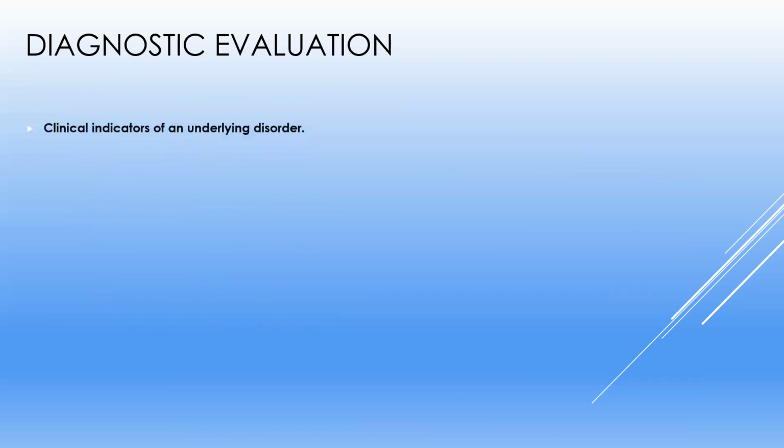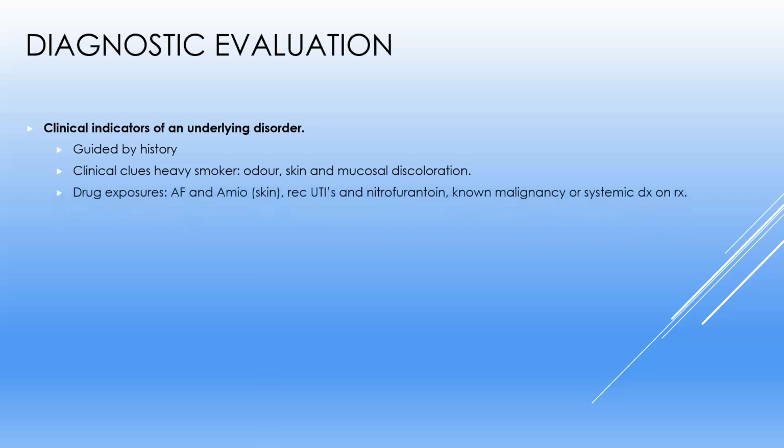Moving on, we want to look for number 2, clinical features of an underlying disorder. Obviously, guided by your history. Look for features of smoking, whether it's odor, skin and mucosal discoloration. Look for drug exposures. If the patient has atrial fibrillation, are they on amiodarone? Do they have skin side effects of amiodarone? If they had recurrent UTIs, are they on macrodantin? Do they have a known connective tissue disease or malignancy, and are on specific drug therapies that may actually cause ILD?